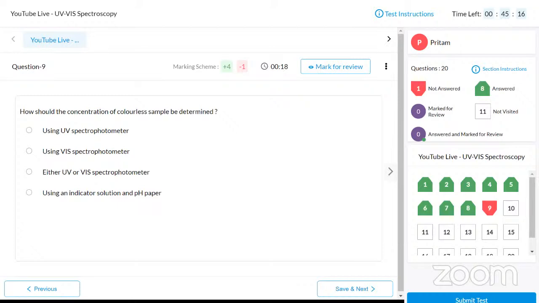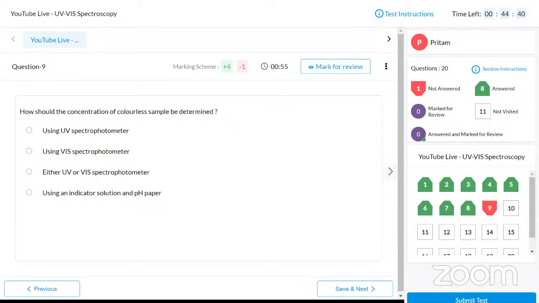And option D is using an indicator solution and pH solution. Now, let us eliminate the options one by one. Option A is using UV spectrophotometer. This likely seems to be my answer. Why? Because the exact purpose of UV spectrophotometer is to determine samples in both the UV as well as the visible range. But now, since the option is exclusively related to the UV spectrophotometer, basically you have a hyphenated instrument where your instrument can detect compounds which are absorbing at both the visible region as well as the UV region.